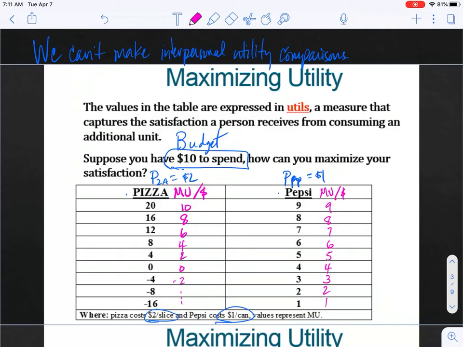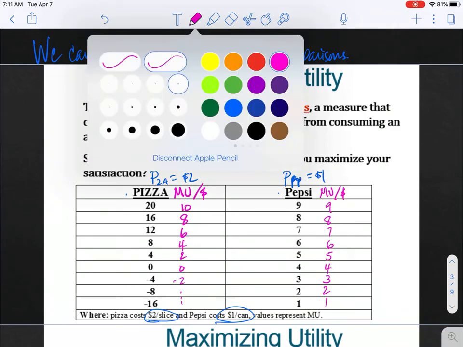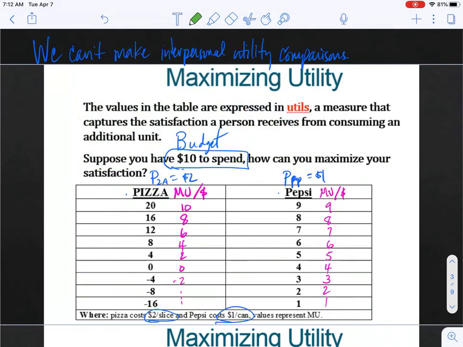So we have $10 to spend. Now we have marginal utility per dollar information. Let's pick a nice bright color here to work this through. What would you buy first? You have $10 in your pocket. You're trying to maximize your utility. So what are you going to buy?